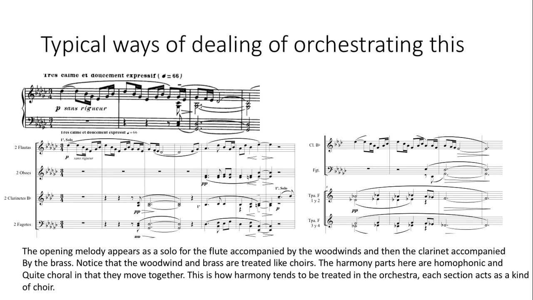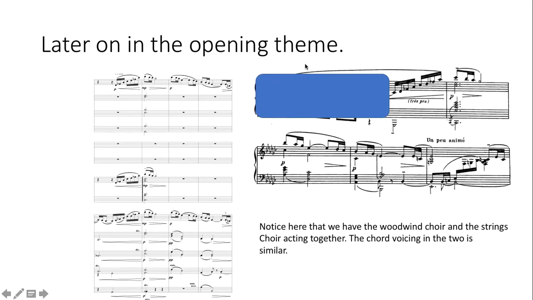And that's a really typical way of orchestrating the harmony part, of having a section, whether it's the strings, the woodwind, or the brass, all acting as a kind of choir, so that the harmony is covered. Later on in the piece, in that opening theme, we get several choirs acting together for just one bar. We've got our woodwind choir up here. We've got a string choir here that takes the harmony on. And we've also got the harp, which punctuates this particular moment.